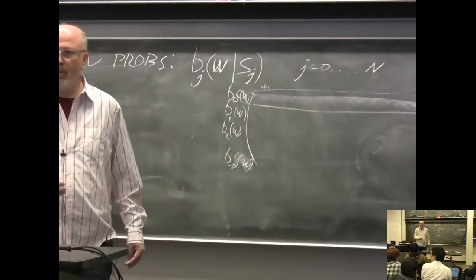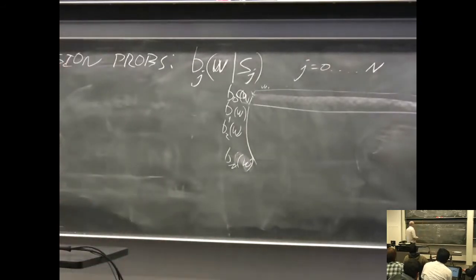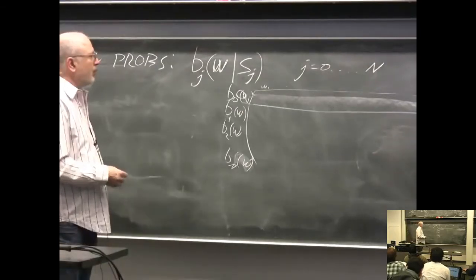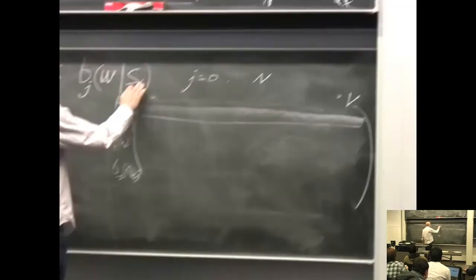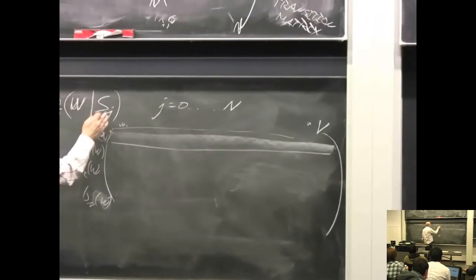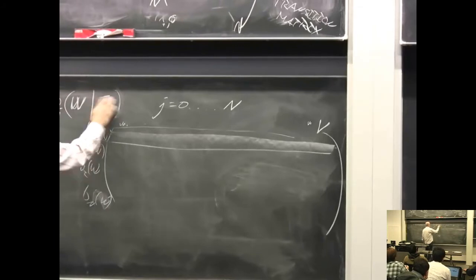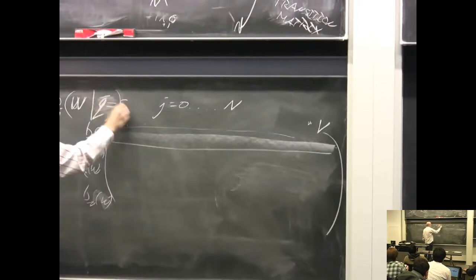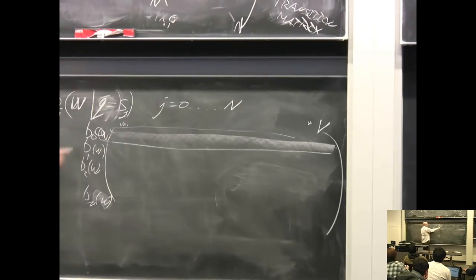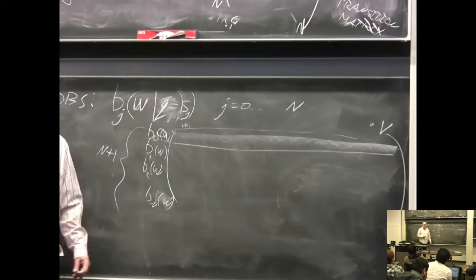Questions? Just to clarify, B_j of W is the probability of W conditioned on the fact that the true part of speech was S_j. So J goes over the indexes of the parts of speech. I don't need to write both of these, but I can write either this one or that one. There are N plus 1 parts of speech, and therefore there are N plus 1 unigrams, one for each part of speech.